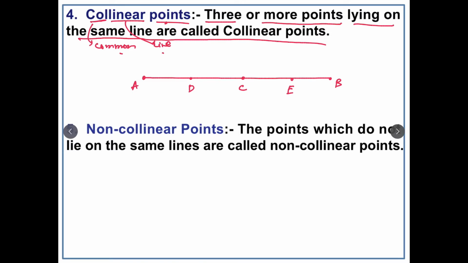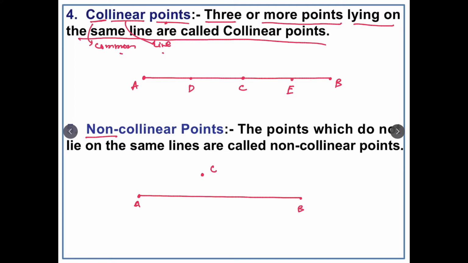Next we have non-collinear points, which are the opposite of collinear points, which means the points which do not lie on the same line are called non-collinear points. Suppose we have a line like this, and it has two points, A here and B here. Then there is another point, let's say C here.